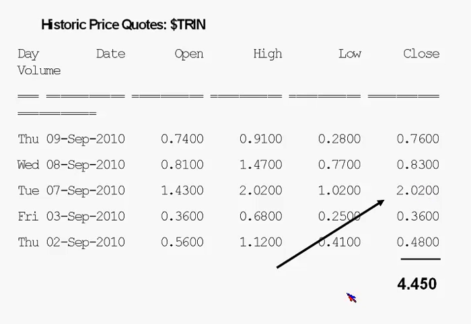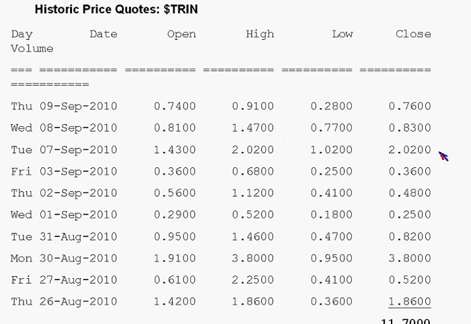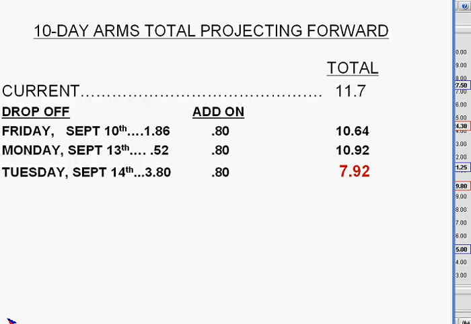Okay, that's the 5-day. Now I've got the 10-day. And the 10-day ARMS is the exact same thing. It's just a string of 10 previous days here. And that total turns out to be 11.7. Now, I had told you before that a 10 plus or minus was kind of neutral. And this is somewhat neutral. But again, our eyes go to that 3.8. We talked about the 10-day ARMS.